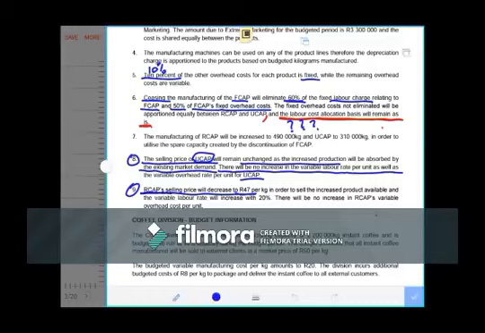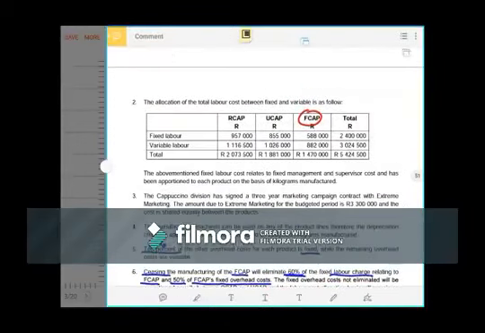Then after it says, in order to sell the increased production, the variable labor rate will increase with 20%. So our variable labor rate will go up by 20%. And further says there will be no increase in the regular cappuccino variable overhead cost per unit.